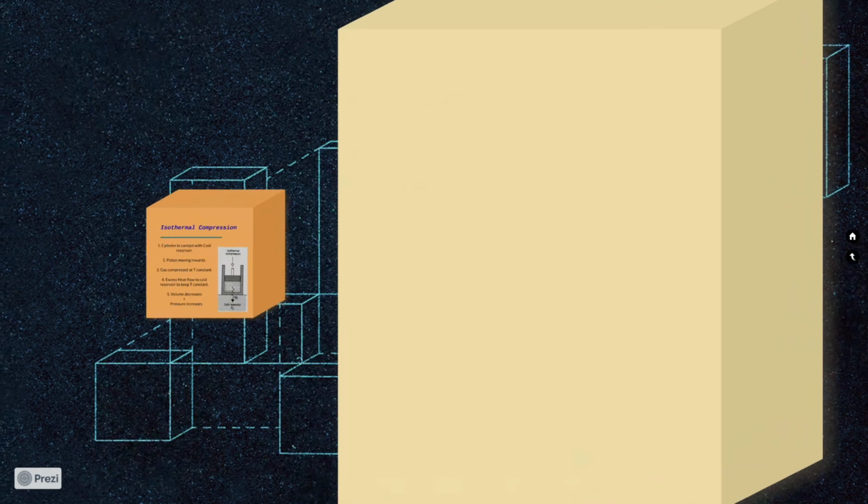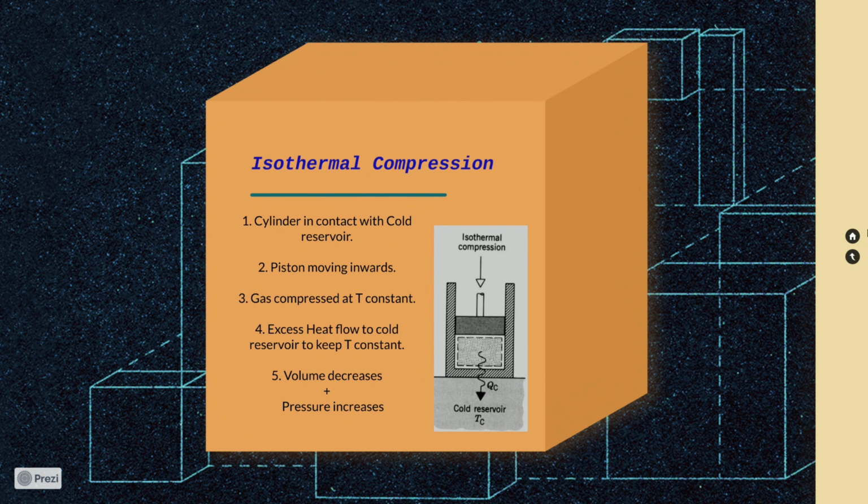As the gas pressure has decreased in the last process, note the piston will be pushed inward by the surroundings. This stage is called isothermal compression. The excess heat flows to the colder reservoir to keep the temperature unchanged, so the gas is compressed at constant temperature, while the pressure is increasing.